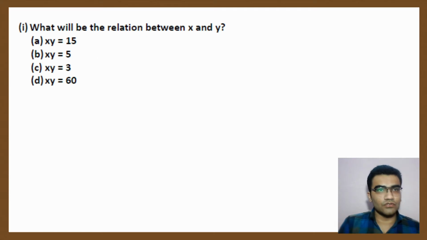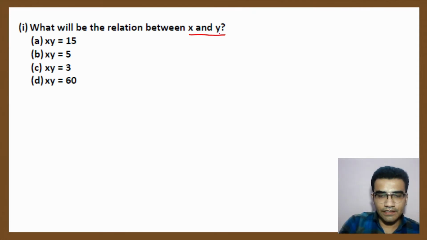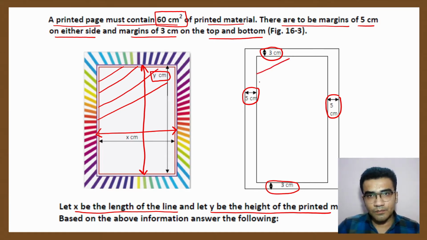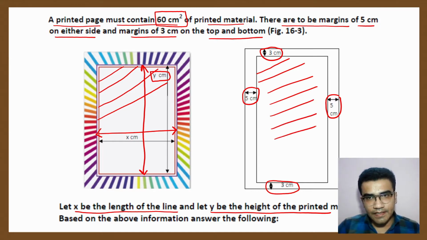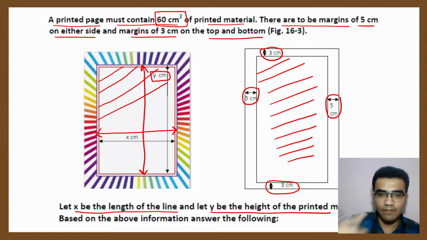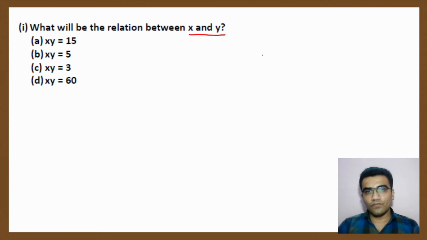The first question asks what will be the relation between x and y. In order to find the relation between x and y, we have been given the area of the printed material, which is 60 centimeter square. Tell me, can I say this particular area is a rectangle? Isn't it a rectangle, right? So this is a rectangle, and we all know the area of a rectangle is length multiplied by breadth. So we use the area of a rectangle.